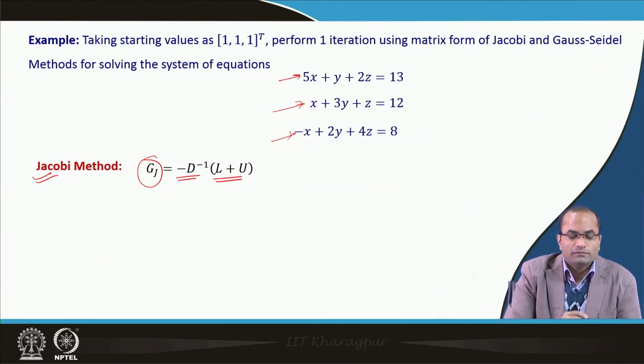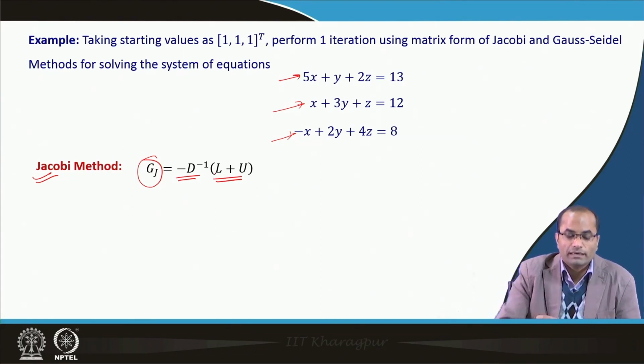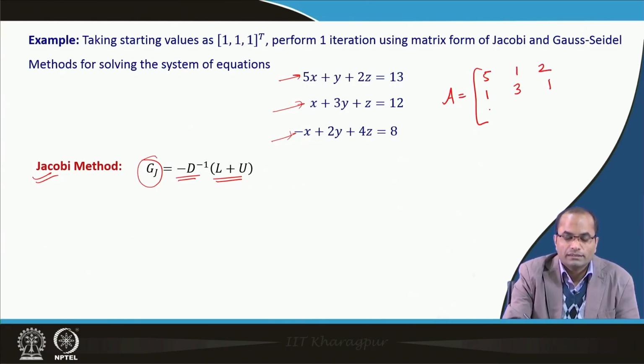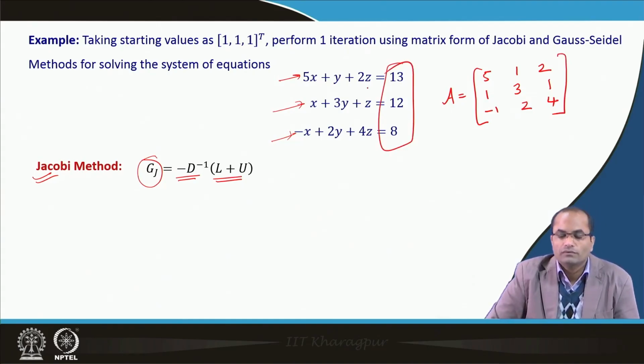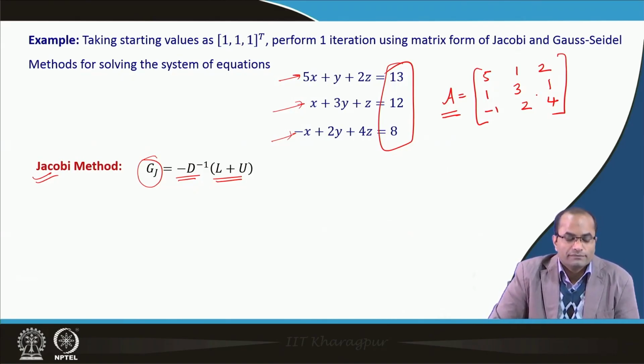L is the lower triangular matrix, U is the upper triangular matrix. So, our A in this case is the coefficient matrix 5 1 2, 1 3 minus 1, 2 and 4, and the right hand side B vector is 13 12 8. Having this matrix A, the diagonal D will have only 5, 3 and 4 in the diagonal entries, and everything else 0.